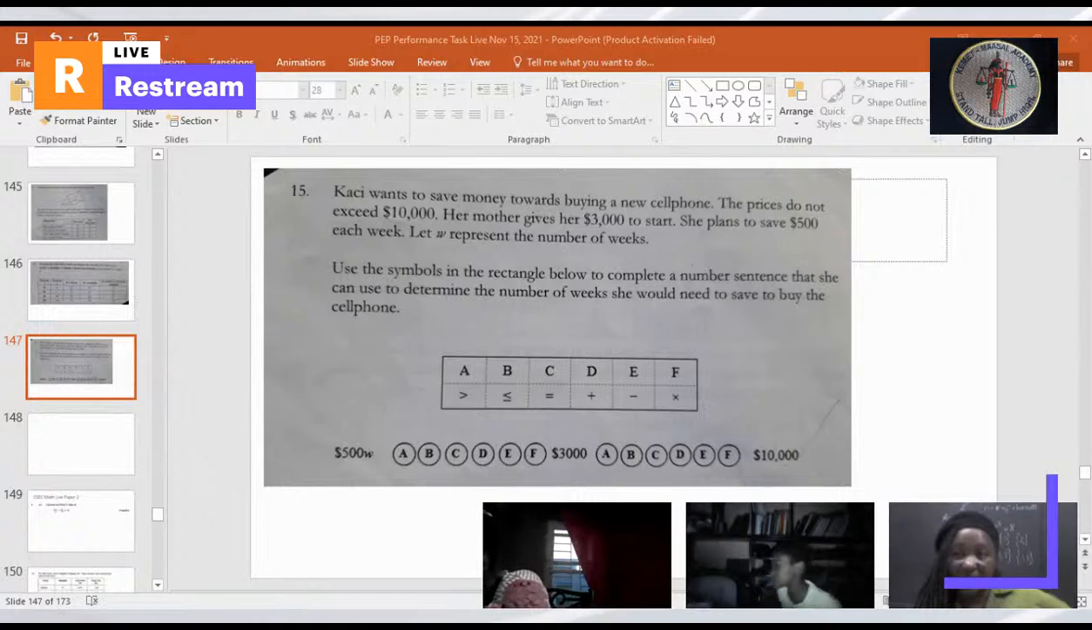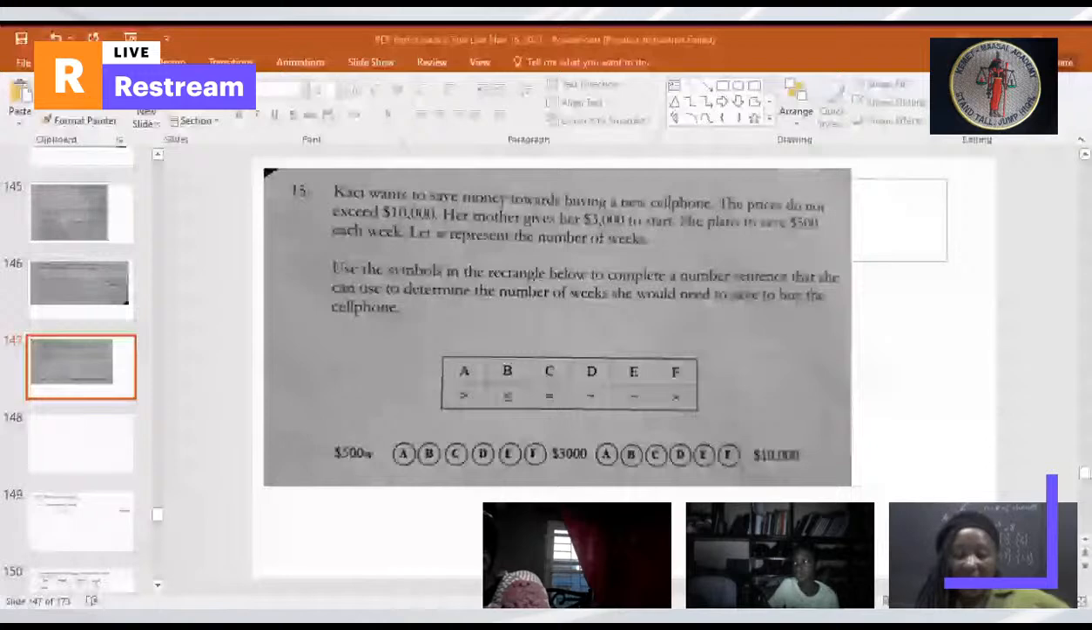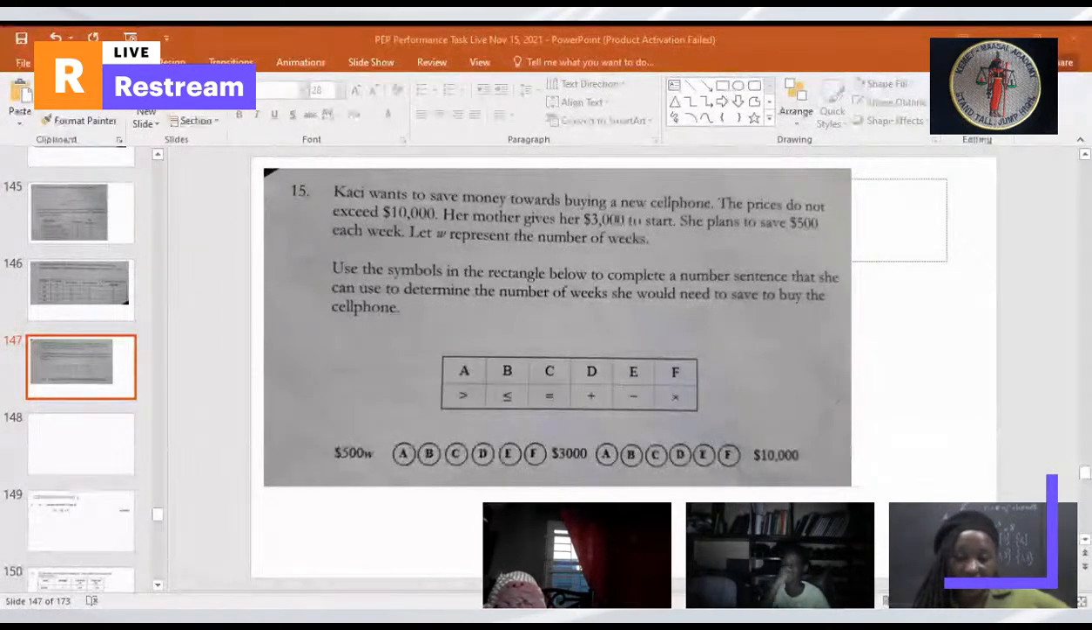If she saves for 6 weeks, same thing, $500 times the 6. And then we're going to add the 3,000 that she started with, that her mom gave her, just to get her going. And when you add those up now, it must be at least 10. It said the price of the phone will stay within that range. They're not going to increase.